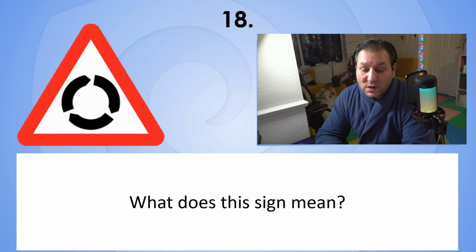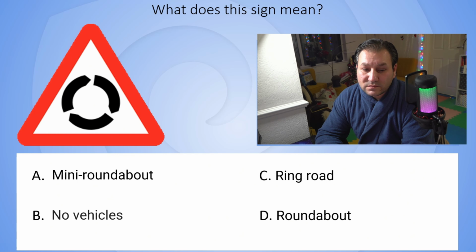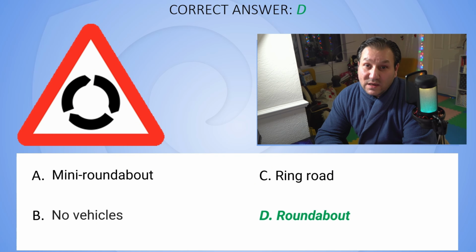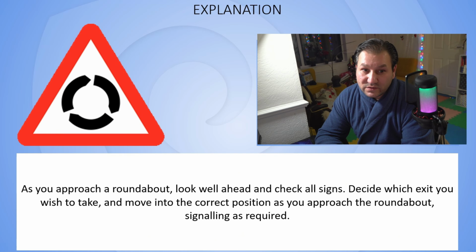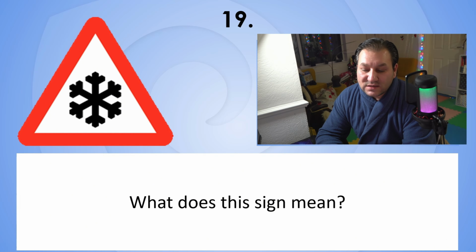18. What does this sign mean? A. Mini roundabout. B. No vehicles. C. Ring road. Or D. Roundabout. The correct answer is D. Roundabout. Explanation. As you approach a roundabout, look well ahead and check all signs. Decide which exit you wish to take and move into the correct position as you approach the roundabout, signaling as required.